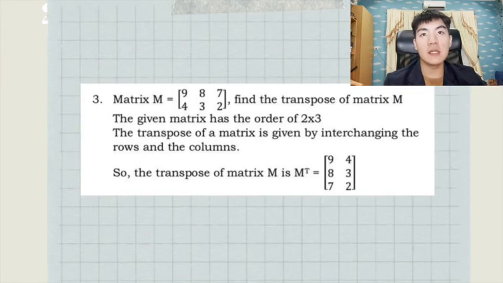Next is number 3. Matrix M equals 9, 8, 7, 4, 3, 2, which is arranged in the order of 2 times 3. Find the transpose of matrix M. The given matrix has the order of 2 times 3. So the transpose of a matrix is given by interchanging the rows and the columns. So the transpose of matrix M, M to the power of T, equals the order of 3 times 2, where 9, 4, 8, 3, 7, and 2.